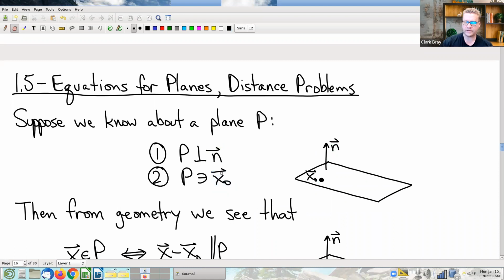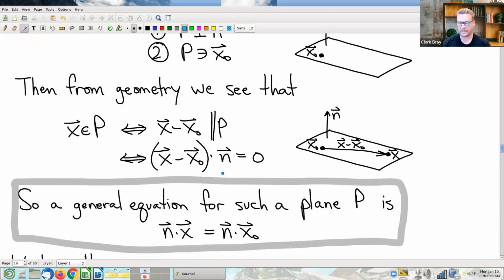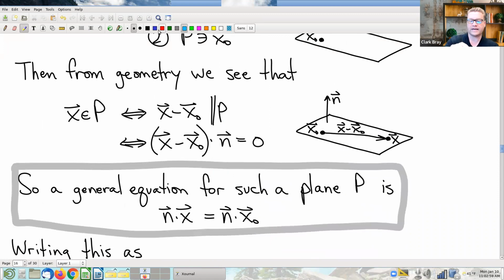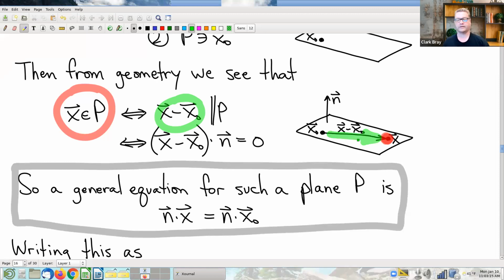So how would we describe this with an equation? Well, keep in mind, an equation is a test. How would I test some point here? Well, easy observation to make. I claim that point is in the plane if and only if this difference vector is parallel to the plane. So here, the point is in the plane, and that difference vector is parallel to the plane. If I were to put the point up here where it's not in the plane, then that difference vector would not be parallel to the plane.